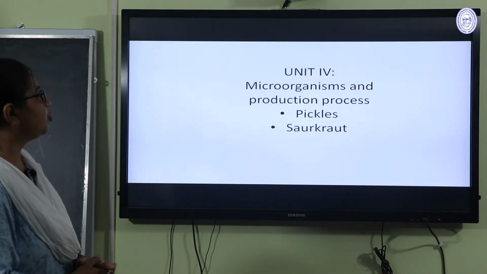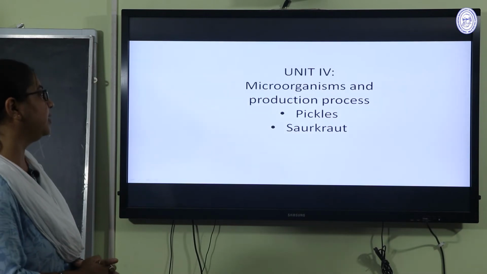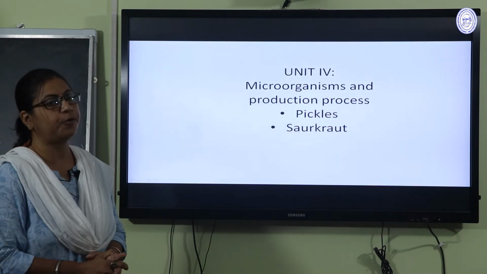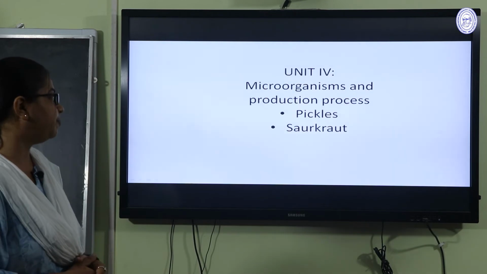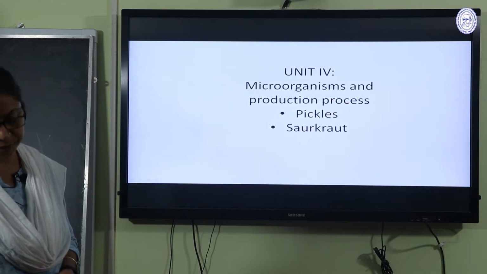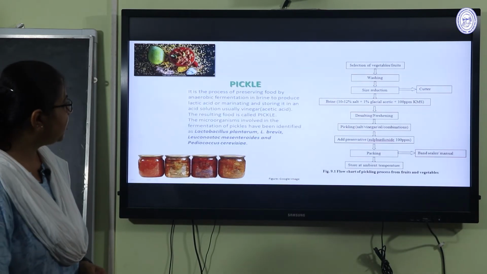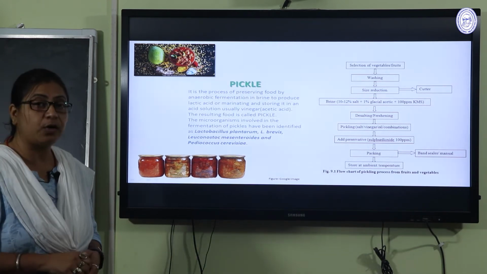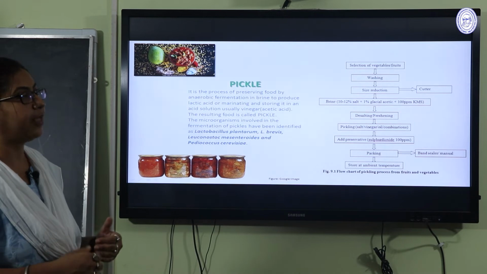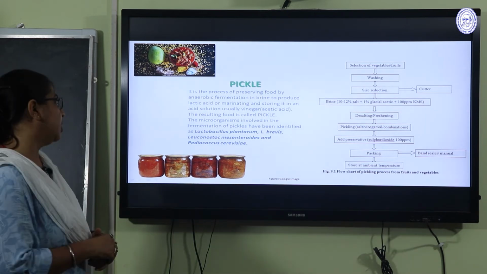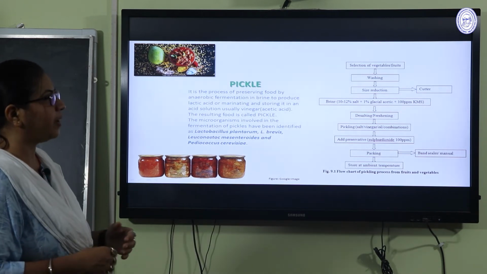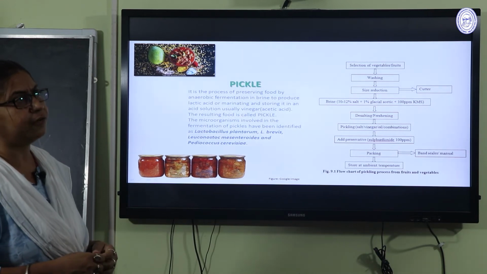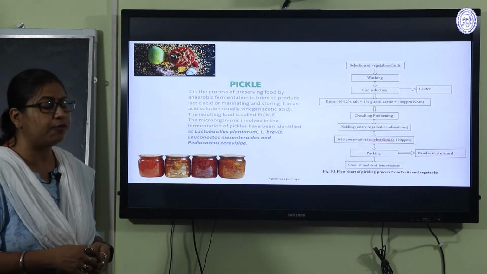Next, coming to unit 4, where I will deal with the microorganisms and the production process of pickles and sauerkraut. India is very much famous and known as the pickle nation, and we are all very much fond of having pickle in our food. So pickle is nothing other than a very yummy, flavored, delicious, finger-licking food.